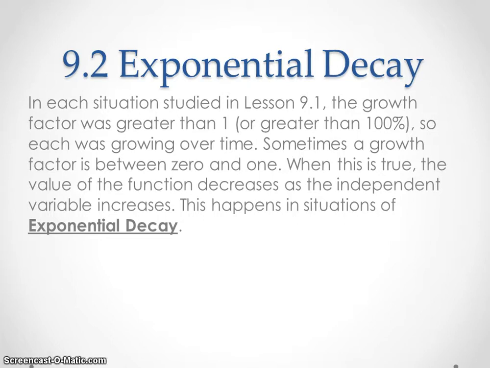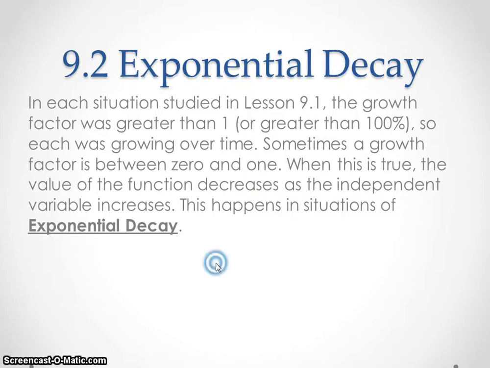It says, in each situation studied in lesson 9.1, the growth factor was greater than 1 or greater than 100%. If you remember, we always had to add 100% to everything, because we were in addition to our original amount. So each was growing over time. Sometimes a growth factor is between 0 and 1. When this is true, the value of the function decreases as the independent variable increases. And this happens in situations of exponential decay.